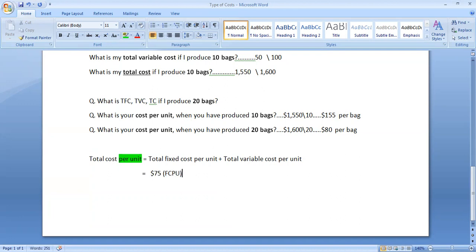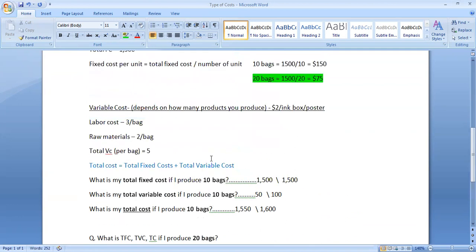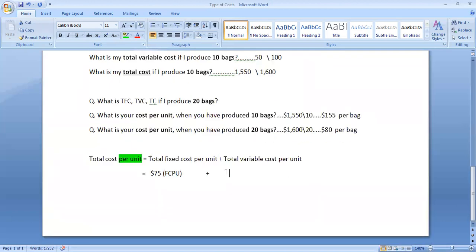And now we have to add it with the variable cost per unit. And what was my variable cost per unit? Remember, it was $5 per bag, because that $5 includes $3 for my labor and $2 for the raw materials. So it will increase the more I produce, but it is $5 per bag. That's the rate for variable cost. So I write $5.